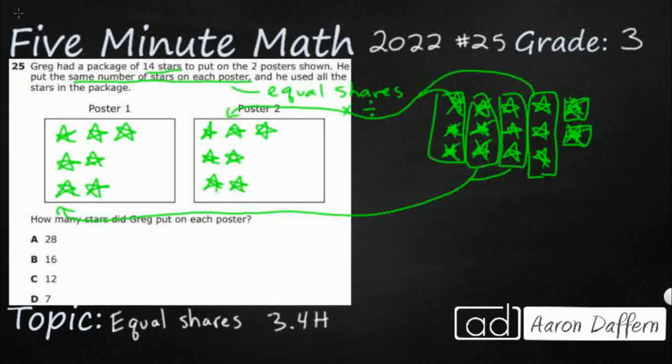And it looks like I've got all of them out there. I was supposed to have 14. So let's just make sure I've got 1, 2, 3, 4, 5, 6, 7, 8, 9, 10, 11, 12, 13, 14. Okay, so I've got 7 on each.